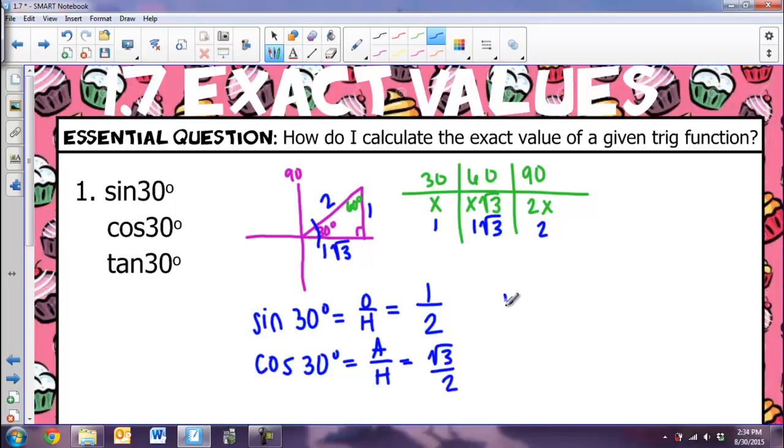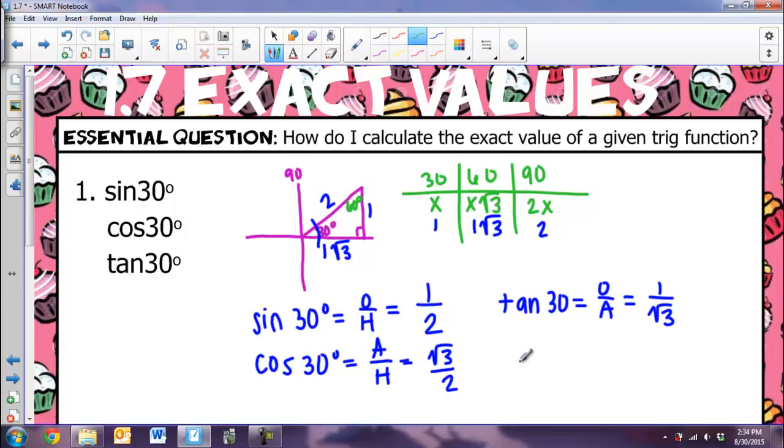And then finally, if I wanted to find tangent of 30, I would take my opposite over my adjacent, so 1 over the square root of 3. Remember, I don't have to rationalize that if I don't want to. That is the square root of 3 over 3 if you're worried. So that's how we can calculate any of our basic trig values.